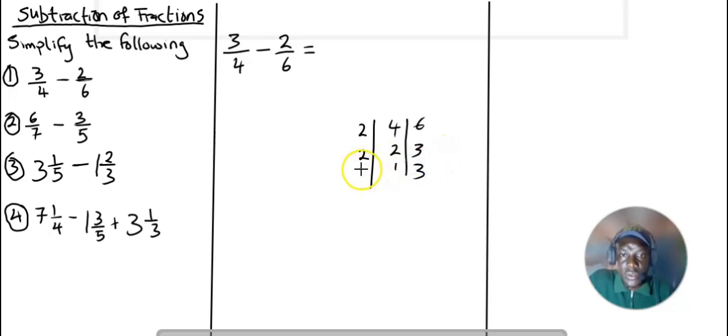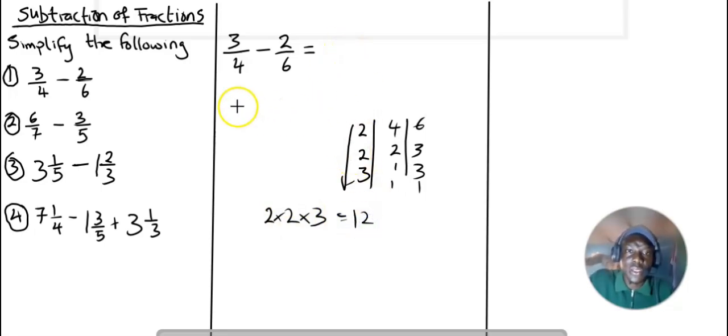What else? You try 3. 3 and 3 will give you 1. So you multiply this down: 2 times 2 times 3. 2 times 2 is 4, and 4 times 3 is 12. So our LCM here is 12. The LCM of 4 and 6 is 12. Write your 12.